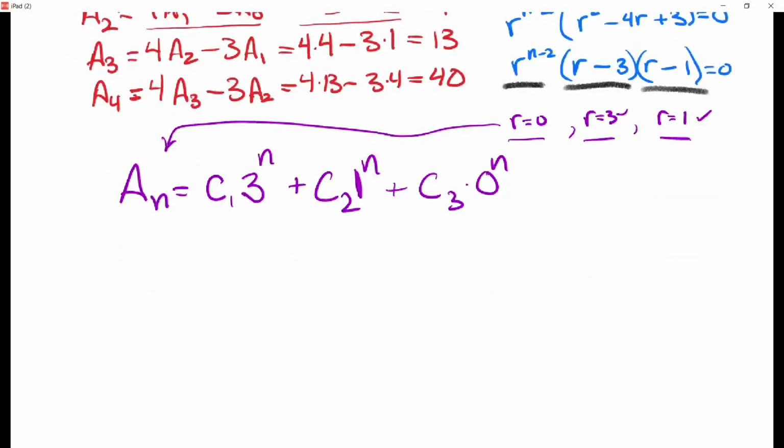So let me rewrite this. The way that you're going to really do this is you will ignore the 0. You will only use the 3 to the n and 1 to the n. So far, all right? Yeah, what do you think?